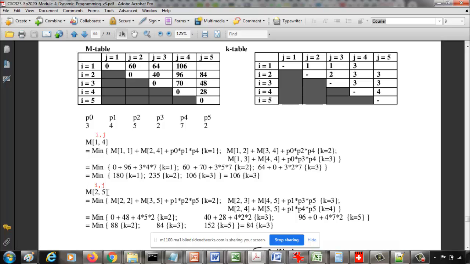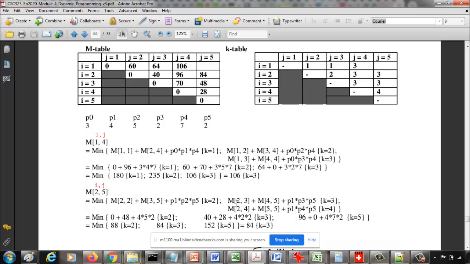Similarly, we can now do m of 2 comma 5. So k values are going to be 2, 3 and 4. For each value of k, now we have to find the number of multiplications. So for k equals 2, it is m of i comma k plus m of k plus 1 comma j plus p i minus 1 times p j times p k, and k equals 2, so it's p2. So plug in, take the values from the table for the smaller sub problems. M of 2 comma 2 is 0, m of 3 comma 5 is 48. Then p1, p2, p5 is 4 times 5 times 2. So for k equals 2, we require 88 multiplications.